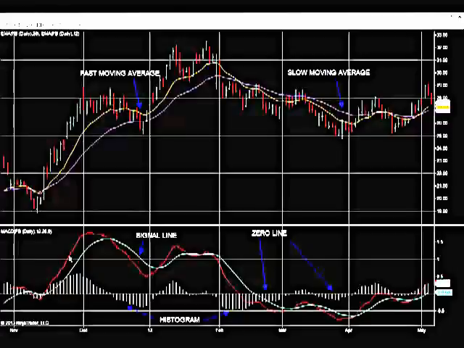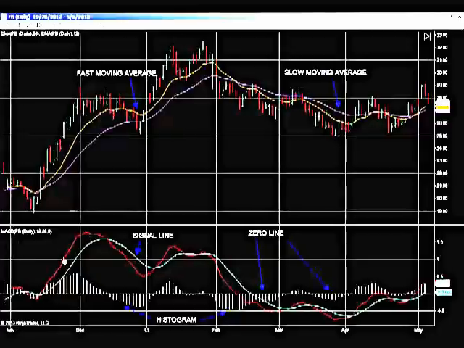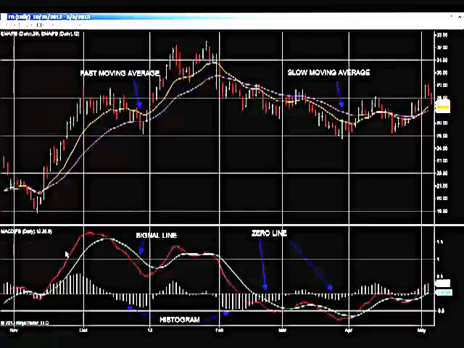The first part is the red line here. This is the MACD line, and that's the major part of this indicator, the red part right here, and that's why I made it red. The next part is the signal line. Now, the next part is the zero line. This is the zero line right here, and this is what we use to determine if numbers are positive or negative. They either go above the zero line or below the zero line. And finally, we have the histogram. And the histogram is the difference between the signal line and the MACD line.